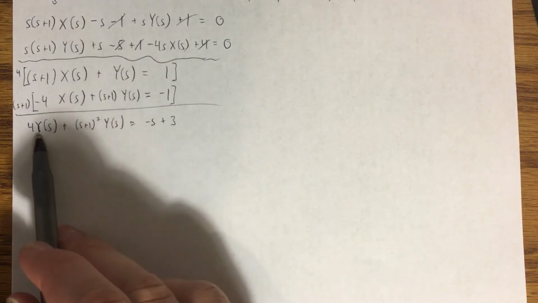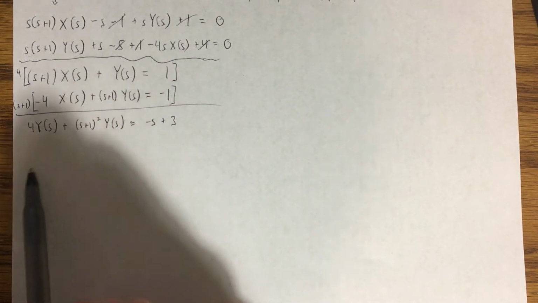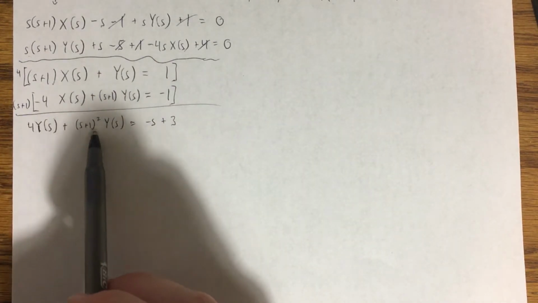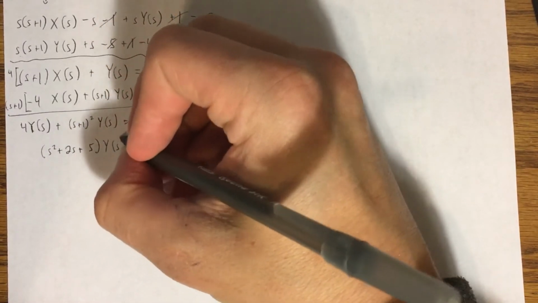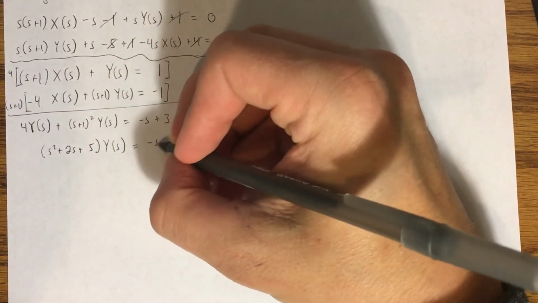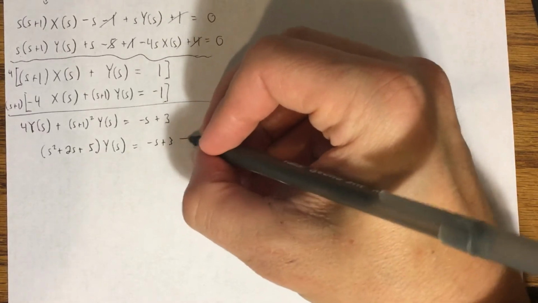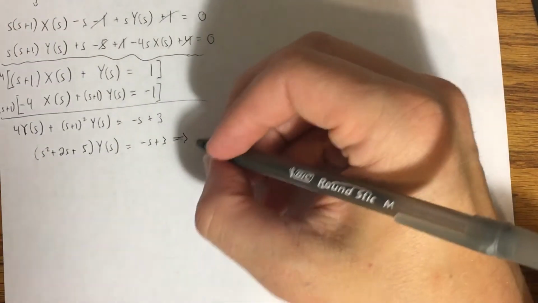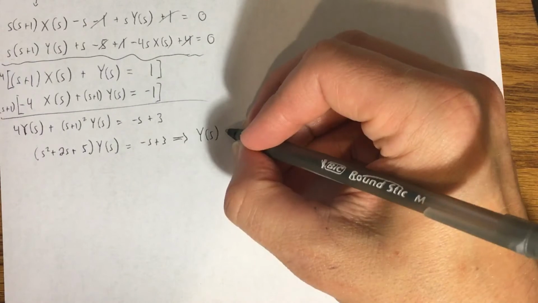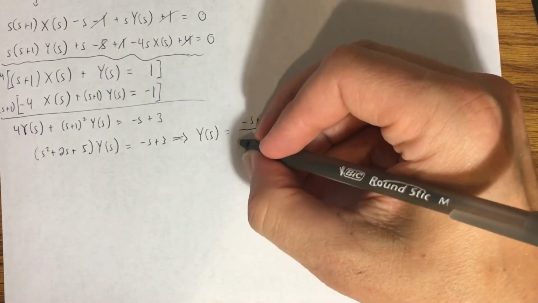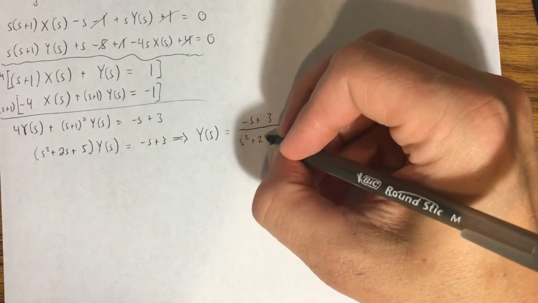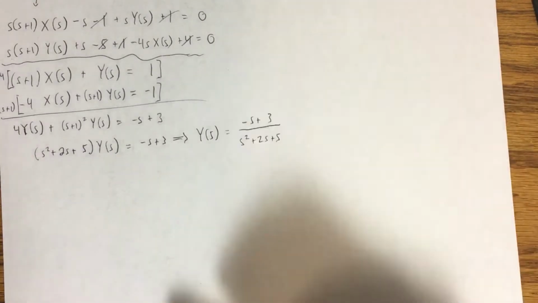Okay, let's combine these. So if I were to square s plus 1, that's s squared plus 2s plus 1. Add this 4 right here, and I get (s squared plus 2s plus 5) y of s equals negative s plus 3. Okay, now isolate my y of s. So this would be negative s plus 3 over s squared plus 2s plus 5.